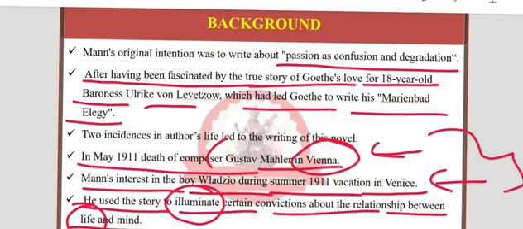See, he used this story to illuminate, that is, to show certain convictions about the relationship between life and mind. What is the association between life and mind? Let me tell you that there are some things which are not in our hand. We have to make things happen by our hard work. Some are possible, some are not. Those which are not, we have to let go and keep aside. But if we want to forcefully make that happen, it is going to ruin our morale. It is going to ruin our morality also. It is going to ruin the people around us. And eventually it is going to break the system of our societies.